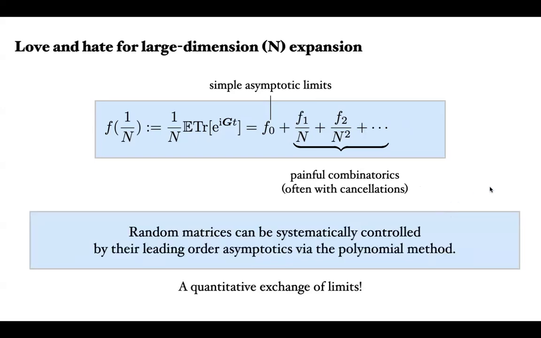And so the one thing that we realized is the following phenomenon. Random matrices can actually be systematically controlled by their leading order asymptotics by the polynomial method. Somehow we found a way to quantitatively exchange limits. In other words, in our calculation, we avoid a lot of this painful combinatorics and really argue through the much simpler asymptotic limits.